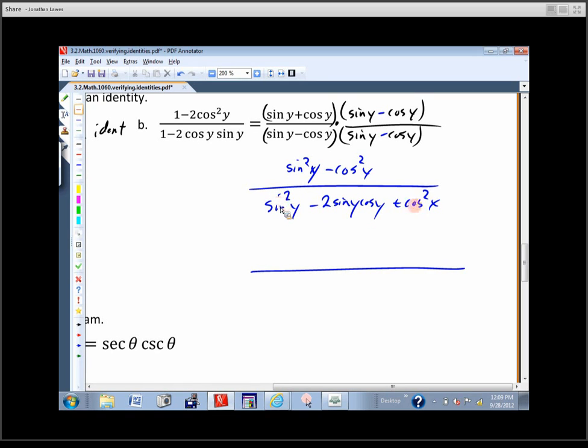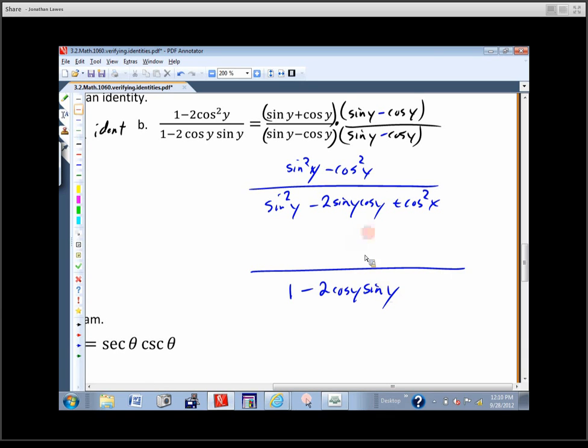Sine squared y plus cosine squared y. That's going to be a 1 minus a 2 sine y cosine y. Look at the bottom here and look at the bottom here. They're the same, right? Now if I wanted to, I could reverse the order of this and write this as cosine y, sine y, because it's commutative, right? So I've got the bottom worked out.